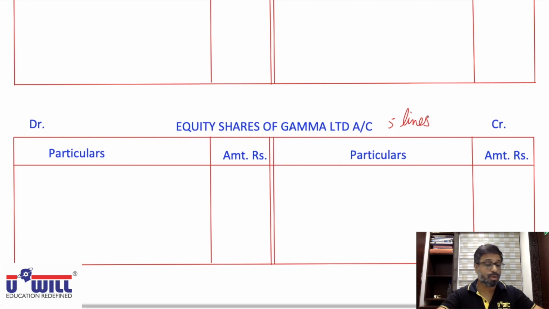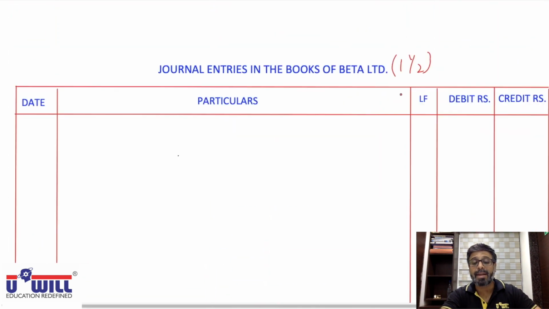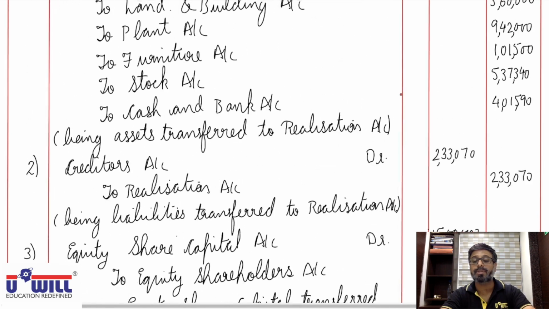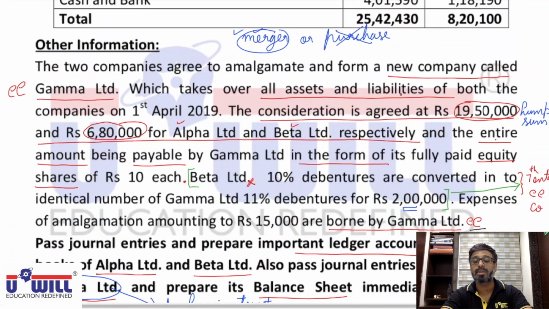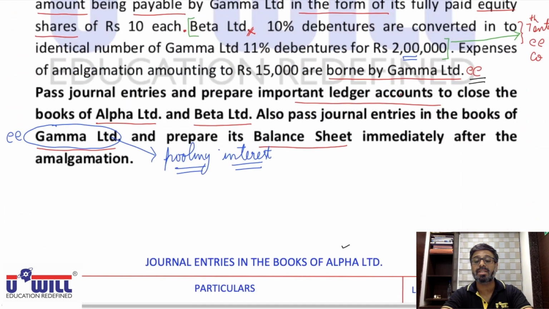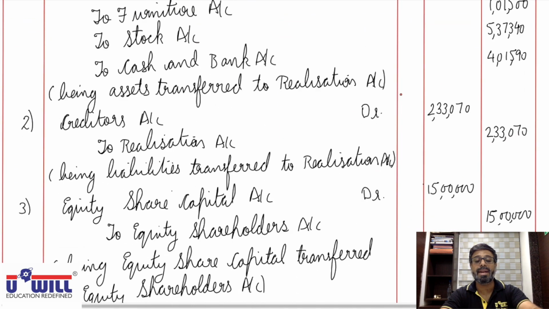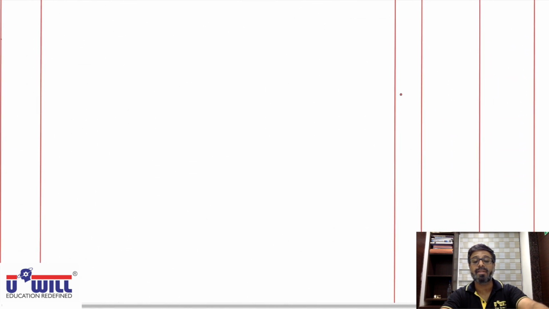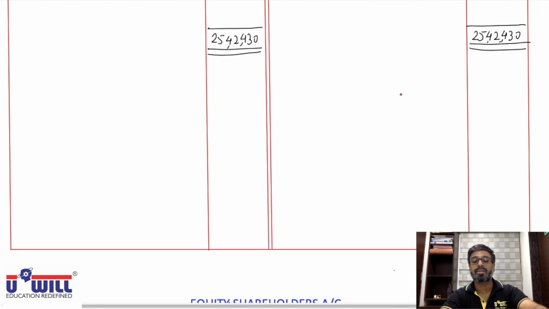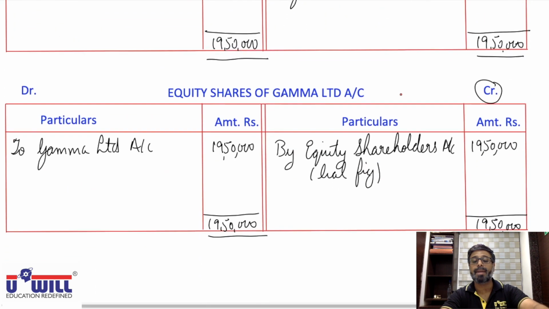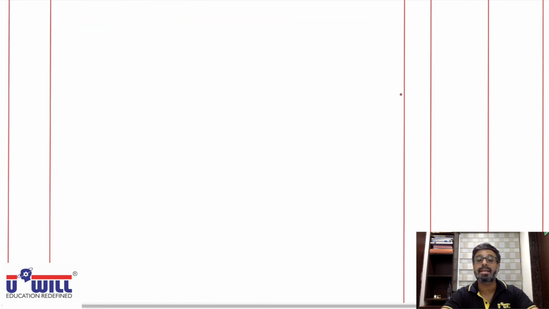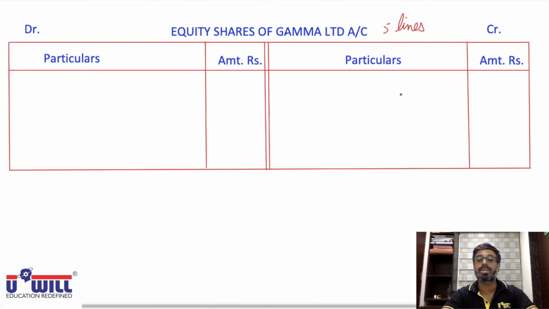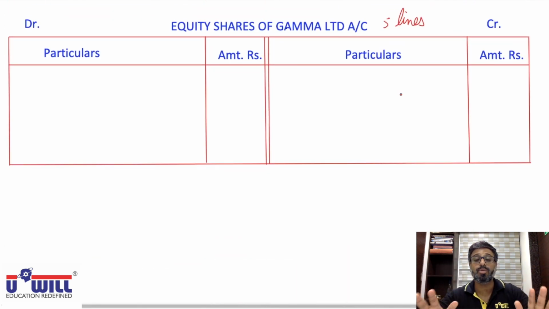So pause the video and pass the same entries. Beta Limited is also a transferor company. So look at the adjustments, look at the balance sheet, find out the figures of Beta Limited, and you will have the same 8 entries. Do the posting in realization, equity shareholders, Gamma and equity shares simultaneously in the books of Beta Limited. Pause the video and do it. After you finish, play the video again, and you'll have the answer ready in front of you.